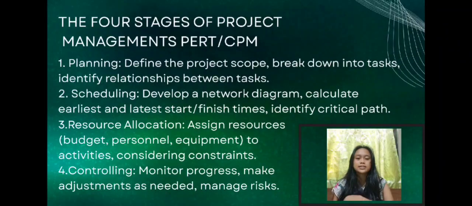The third one is resource allocation. Here, you assign resources like budget, manpower, and equipment. It also considers limitations and constraints. And the last is controlling. Here in controlling, you monitor progress and make adjustments where needed, and you also manage risk throughout the project.